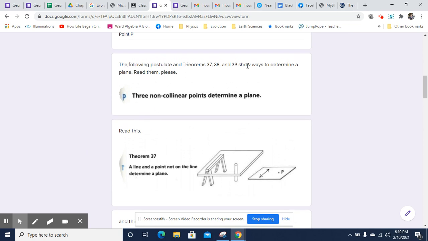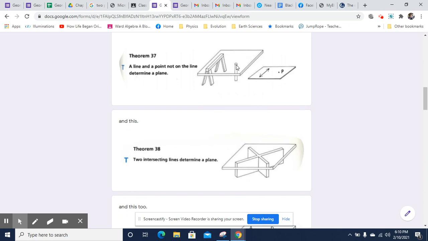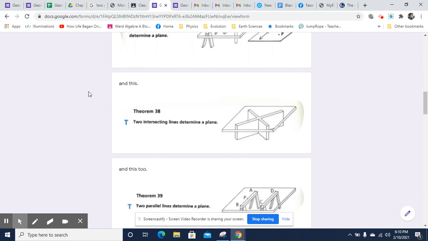So the following postulate and theorems show ways to determine a plane. So one you've run into before, 3 non-collinear points determine a plane. So if I have 3 distinct points in some sort of triangular pattern, that will determine a plane. And then if you have a line and a point that's not on the plane, Theorem 37 says that also determines a plane. So here we have sort of an example with a little post and what's called a wooden horse. It's supporting some sort of flat surface, and that would be considered sort of a model of a plane. So a line and a point that is not on the plane determines a plane. So it's a non-collinear point.